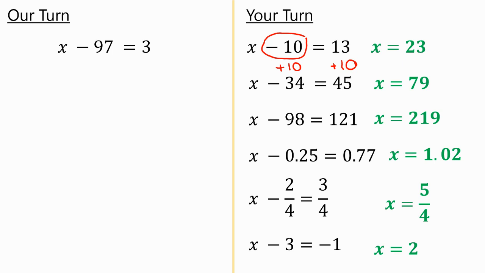Well done for watching this video, well done for doing the questions on your own. In our next video, we are going to look at combined multiplying and dividing, so solving one-step equations with multiplying and dividing.